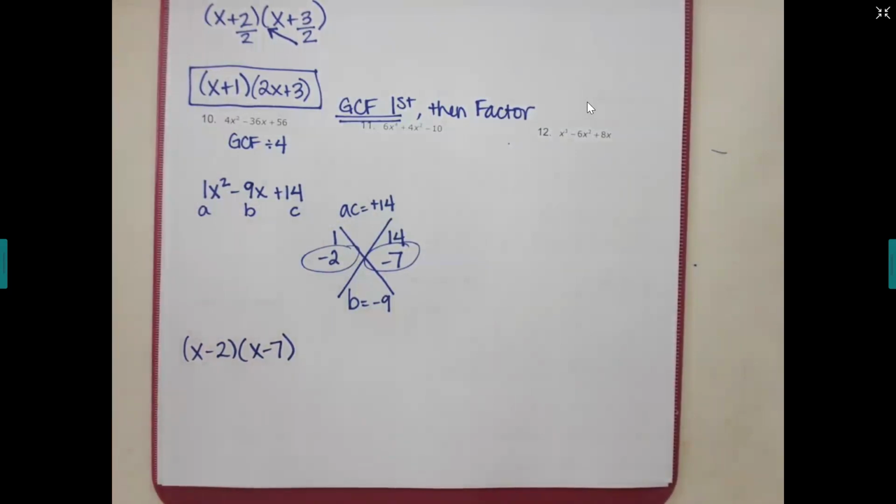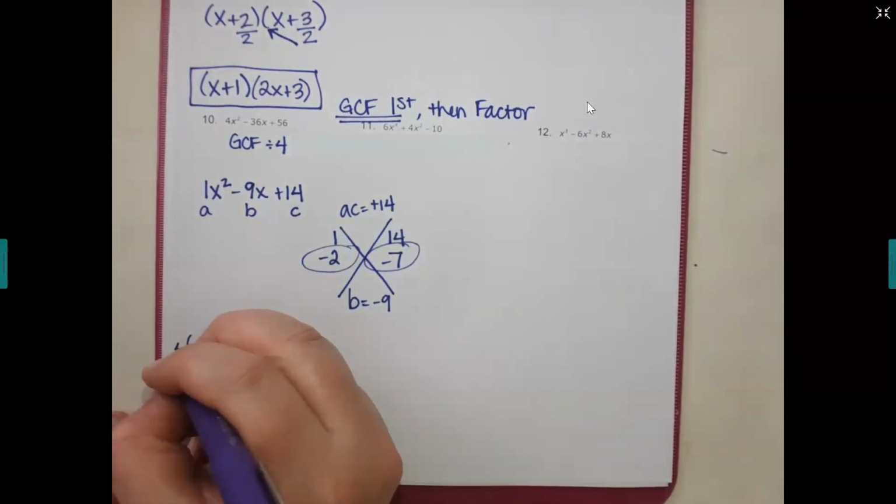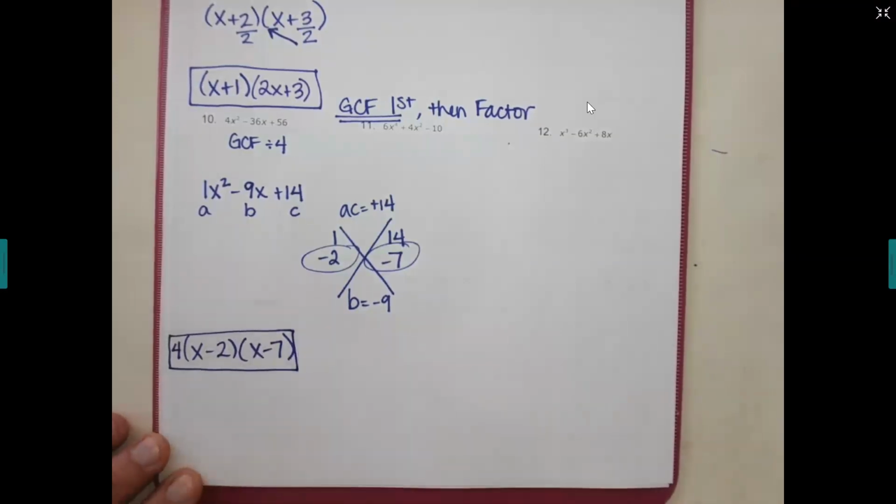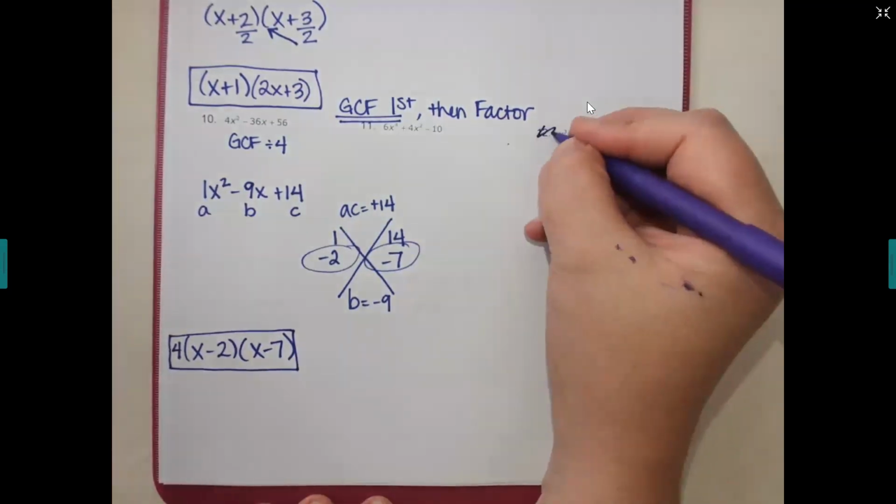Was my A a 1? Yes, but what was it originally? A 4. So that 4, remember your GCF goes out here in the front. So if you took out a 4, you're just going to list it. It still goes in your final answer, but my A, when I T-charted or X-charted or whatever, that was a 1 at that point. So I'm done, I just have to remember my 4. Does that make sense?